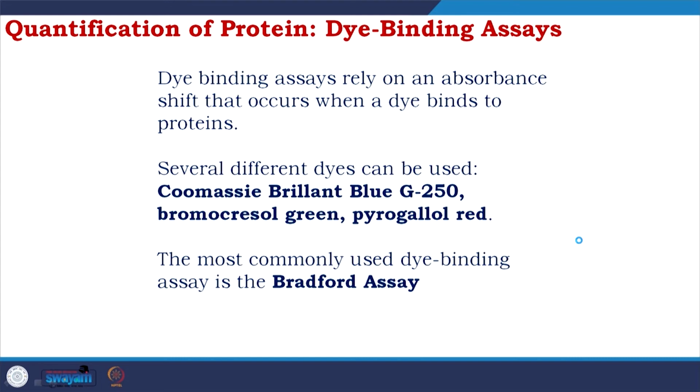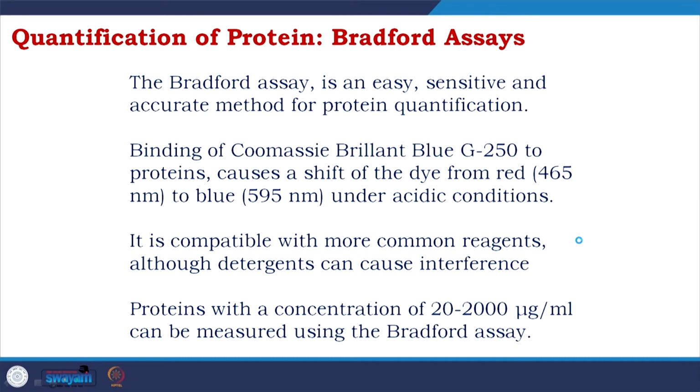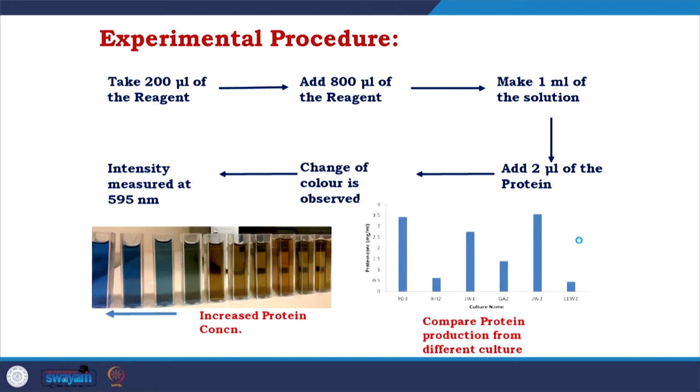So, we will read about that. The Bradford assay is an easy, sensitive and accurate method for protein quantification. Binding of Coomassie Brilliant Blue G250 to proteins causes a shift of the dye from red 465 to blue 595 nanometer under acidic condition. It is compatible with more common reagents, although detergent can cause interference. Protein with a concentration of 20 to 2000 microgram per ml can be measured using Bradford assay.